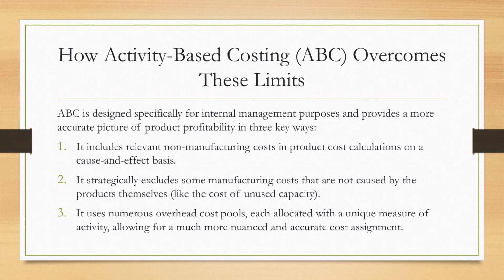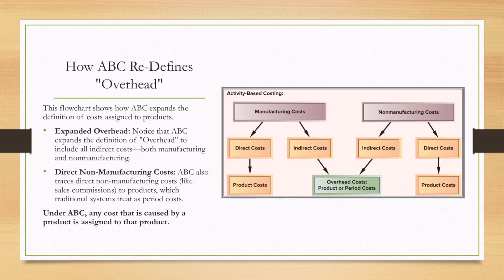And third, it uses numerous overhead cost pools. Each of these pools is allocated to products using its own unique measure of activity, which allows for much more nuanced and accurate cost assignment. To understand ABC, we have to visualize how it redefines the very concept of overhead. This flowchart illustrates how ABC expands the definition of costs that should be assigned to products.